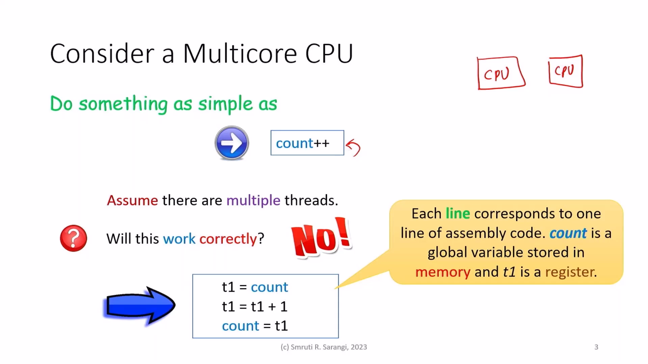Count plus plus in assembly will translate to actually 3 instructions. The first is you read count and put it in a register. The second is you increment the register. The third is that from the register you go to the global variable and update its value. So you can think of this as each line of C code here corresponding to a single line of assembly. Given that we have 3 instructions, running this concurrently is not a good idea, as we shall just see.